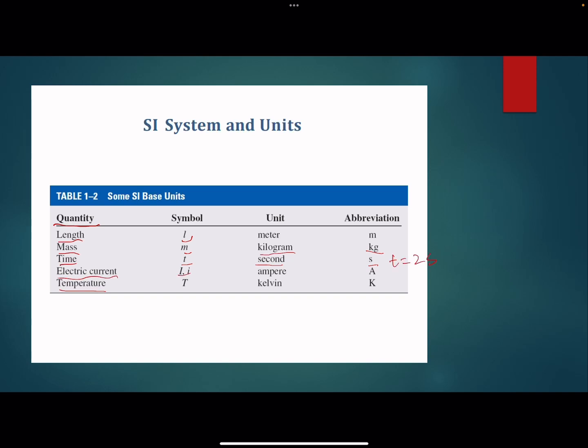We have the current I. The unit is the ampere, and the symbol is A. So let's say I equals 2 amps. We also have temperature. It's in Kelvin, K. Sometimes we also use degrees Celsius.